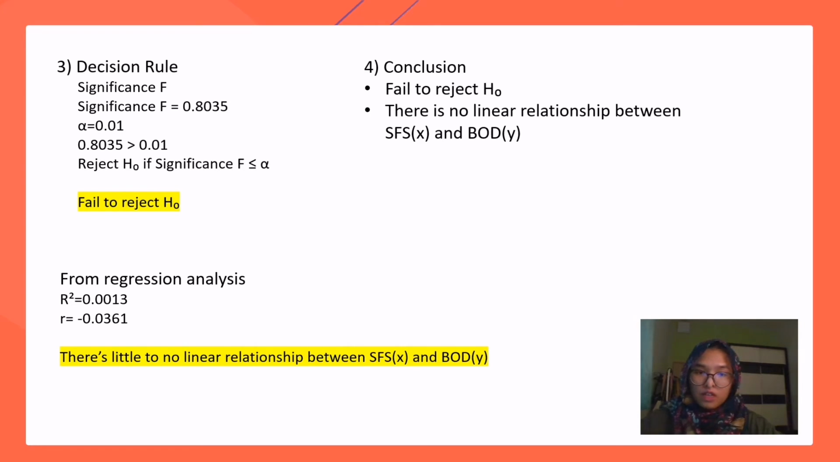Our significant F value is 0.8035, which is bigger than the alpha given, 0.01. From this, we can fail to reject H null. For the conclusion, we fail to reject H null, meaning there is no linear relationship between SFS and BOD.